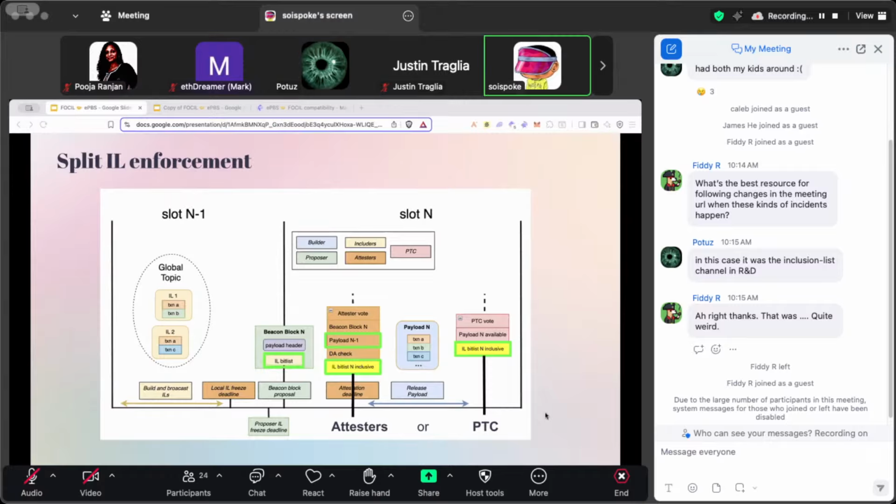If the payload does not respect the IL, the attesters for slot N will not vote on the beacon block of N that was based on that payload, because that payload could not even be in their fork choice.